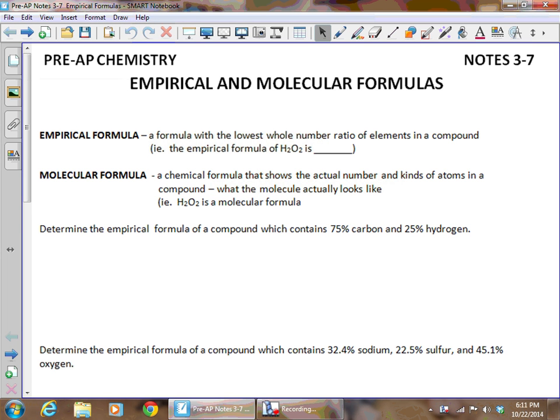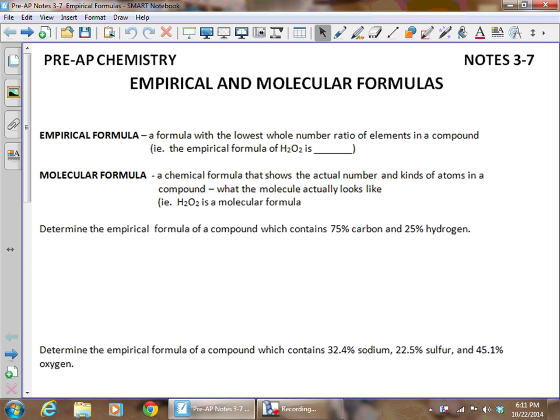Today we're going to talk about empirical and molecular formulas. Now, what do we mean by empirical and molecular formulas? Empirical formulas are considered to be the simplest formula for a compound. It's the lowest whole number ratio of elements in a compound.